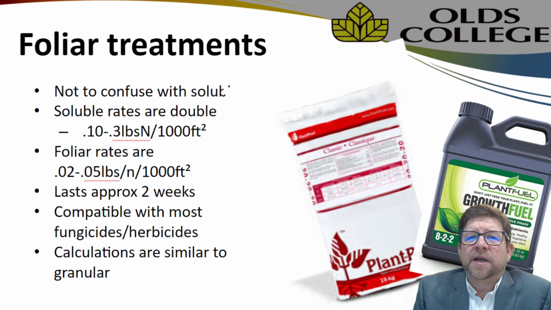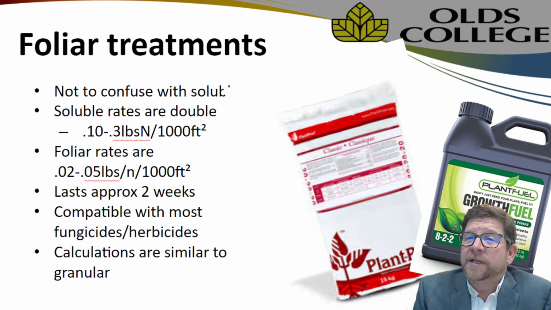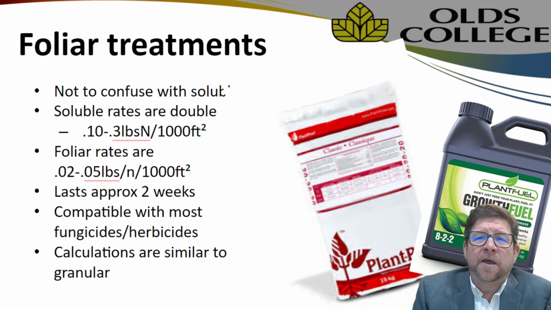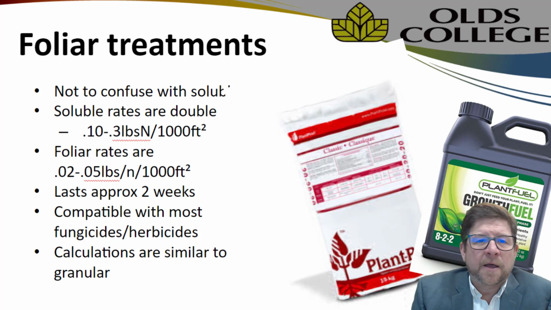Now, foliar rates, not to be confused with soluble. Soluble rates are usually double that of foliar rates. So foliar rates being 0.02 to 0.05 pounds of nitrogen per 1,000 square feet every 2 weeks is about right, 10 to 14 days. They're quite compatible with most fungicides and herbicides, although I do recommend the jar test. Put the two products together and give them a shake and see what happens. In the most extreme cases, you'll have products heat up, have a chemical reaction, which obviously is not good.